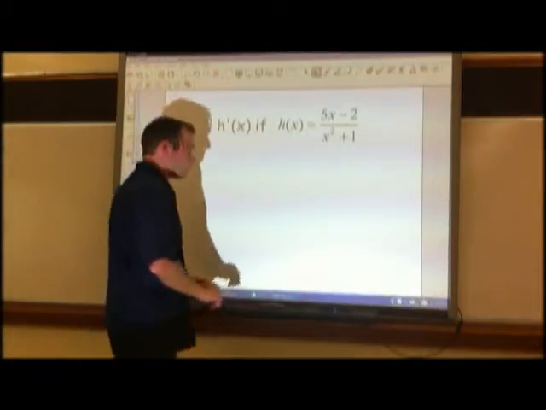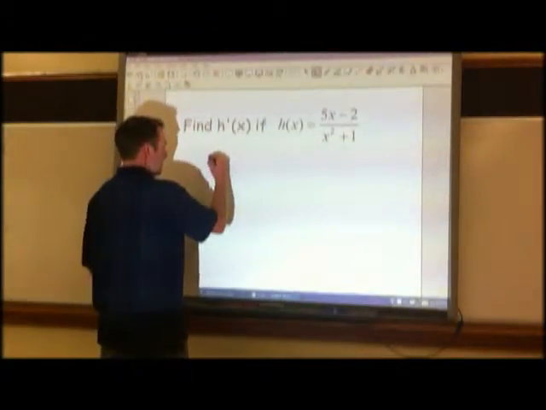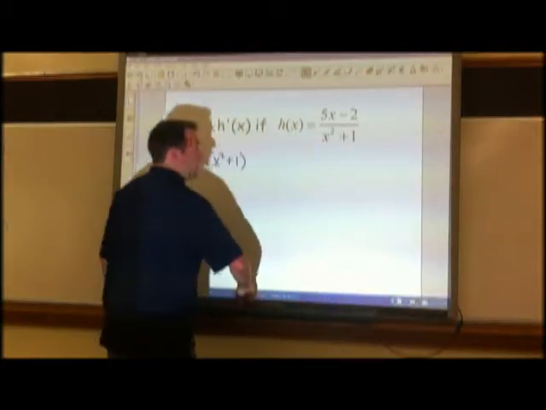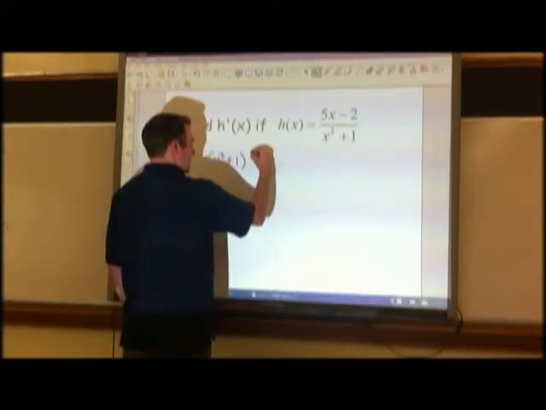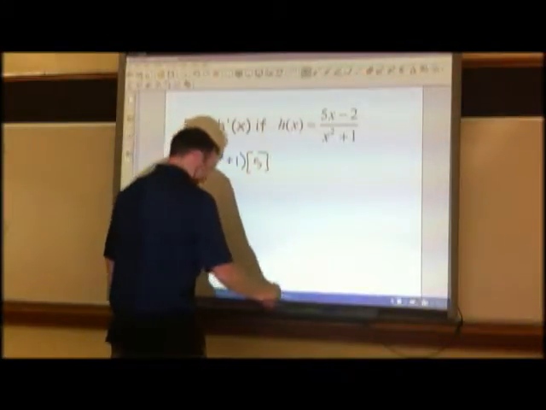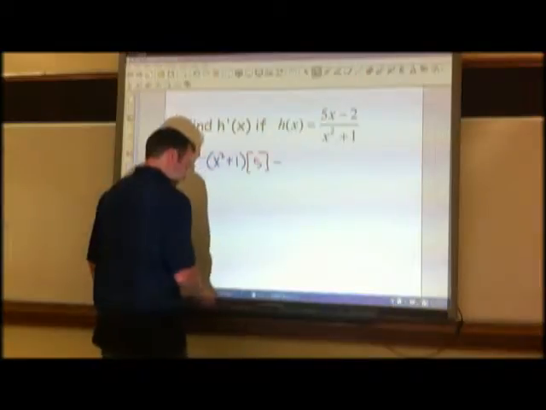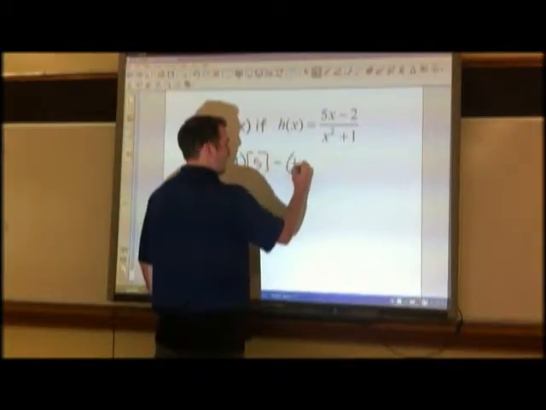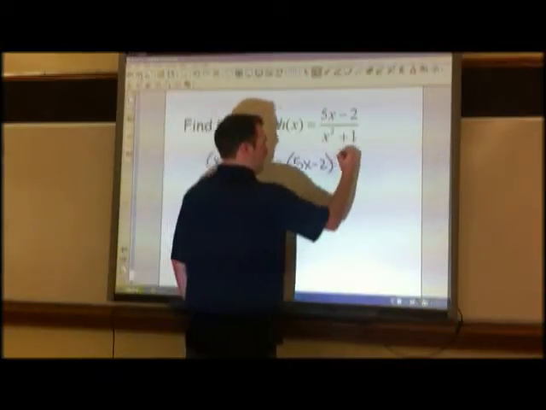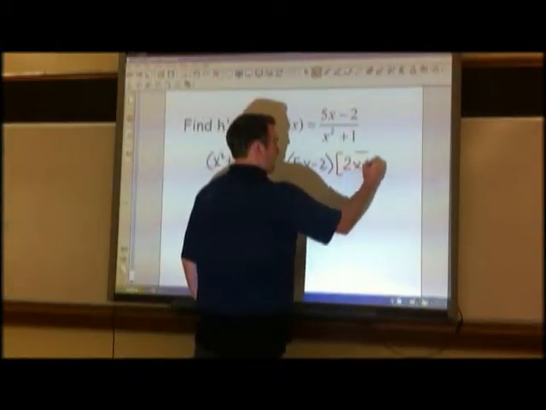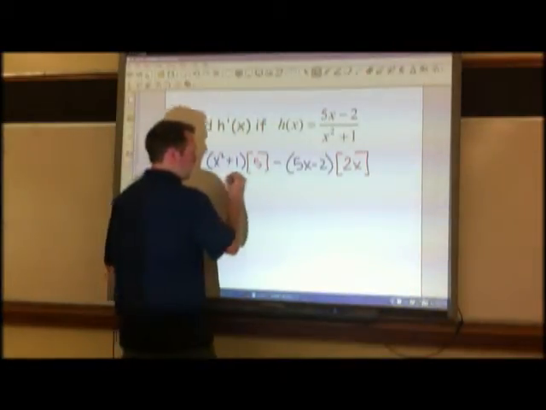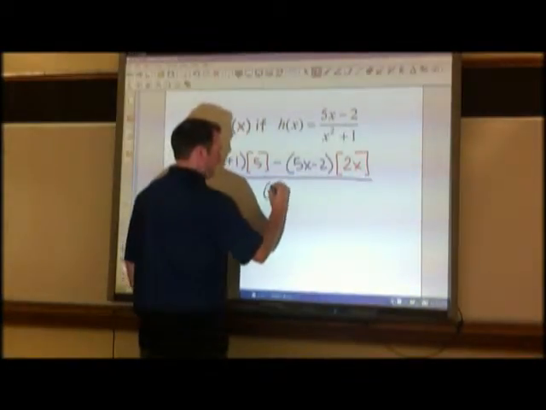So let's try one. So we're supposed to start with low: x squared plus 1 times the derivative of high. That would be 5. Minus the high part times the derivative of the low part, and this is all over grandpa.